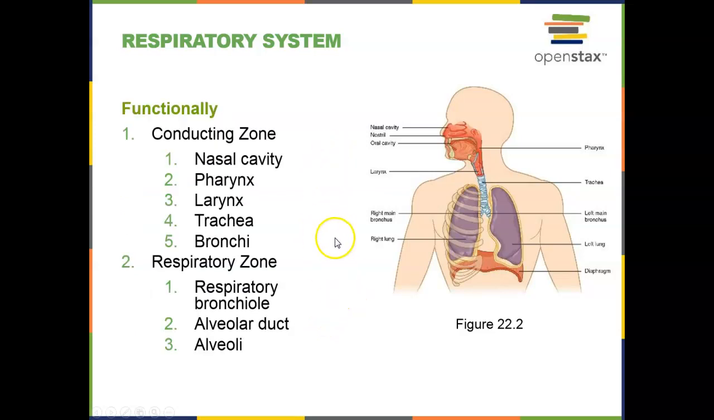There's a conducting zone and a respiratory zone of the respiratory system. So the structures can be broken down into functional zones. The conducting zone is everything here: the nasal cavity, the pharynx, the larynx, and the trachea, moving into the bronchi. Once we get inside the lungs, we have the respiratory bronchioles. Like I said, the bronchi branch further and further in the lungs, and eventually we get these tiny respiratory bronchioles, the alveolar ducts, and the alveoli. The alveoli are the tiny little sacs where gas exchange occurs.